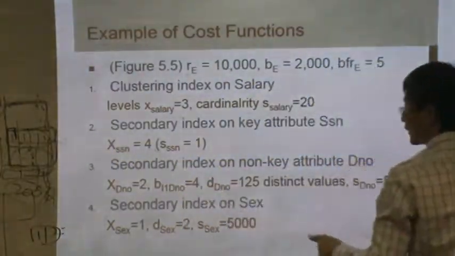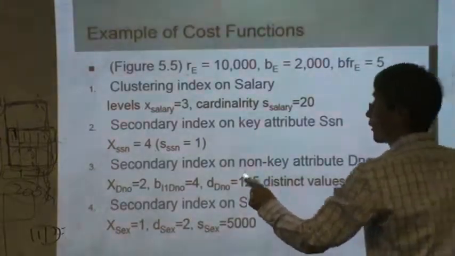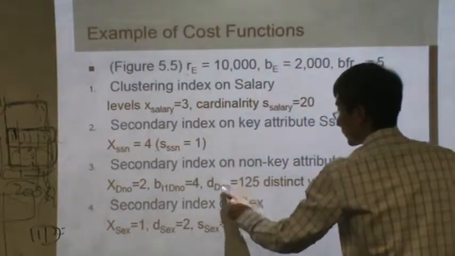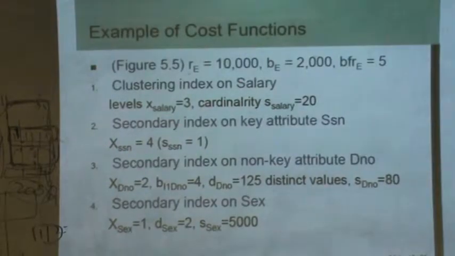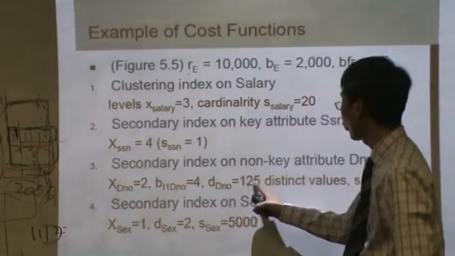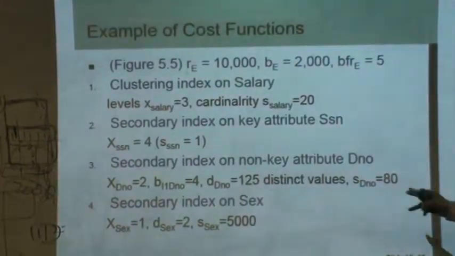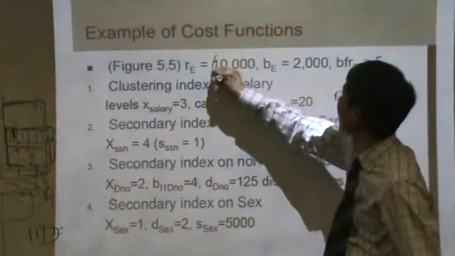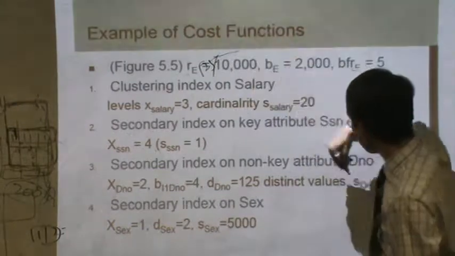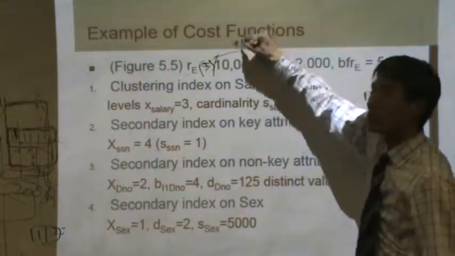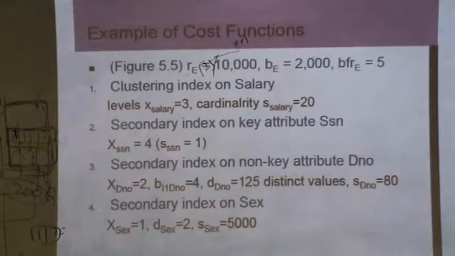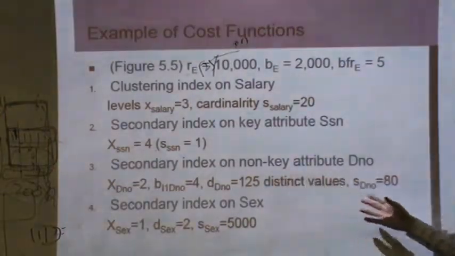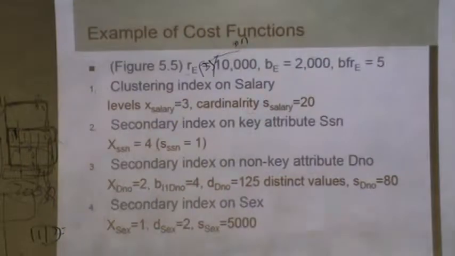And the first level index has 1, 2, 3, 4 blocks. How many departments? 125 distinct values. And selection cardinality for each: you can divide by 125, that is 80. So on average, selection cardinality is 80. In other words, each department has 80 employees on average.